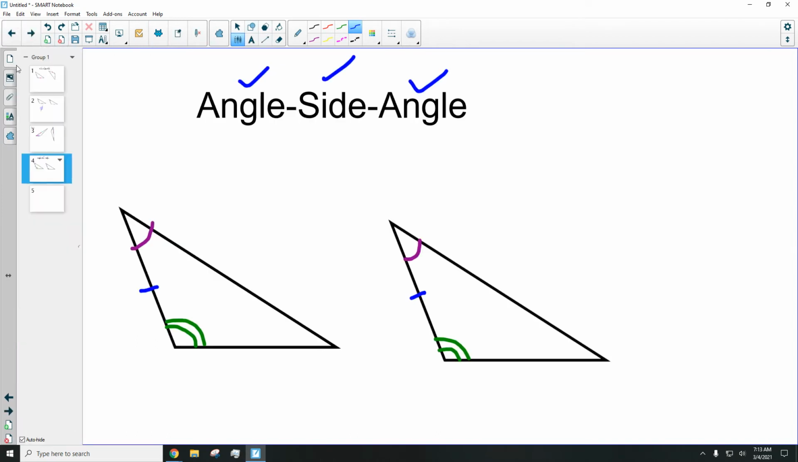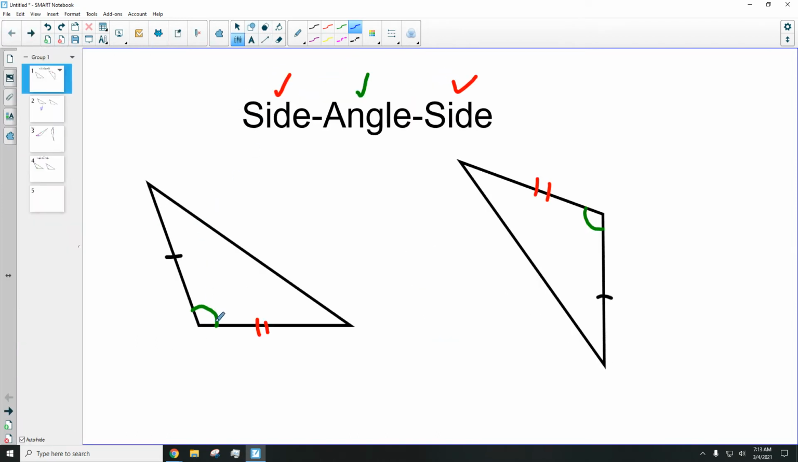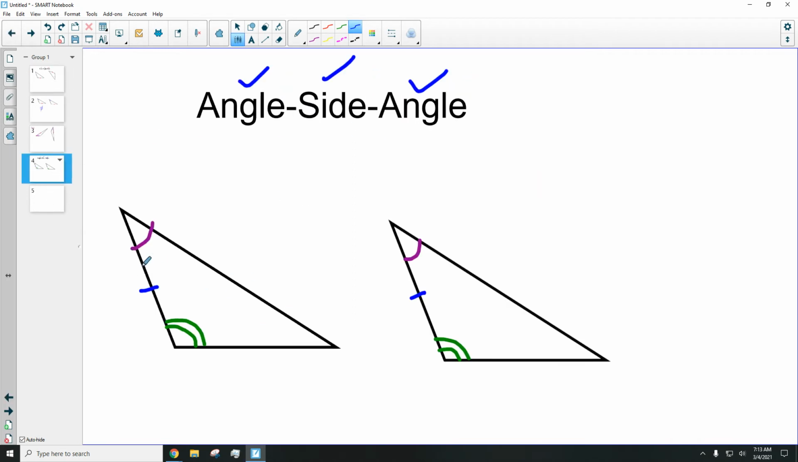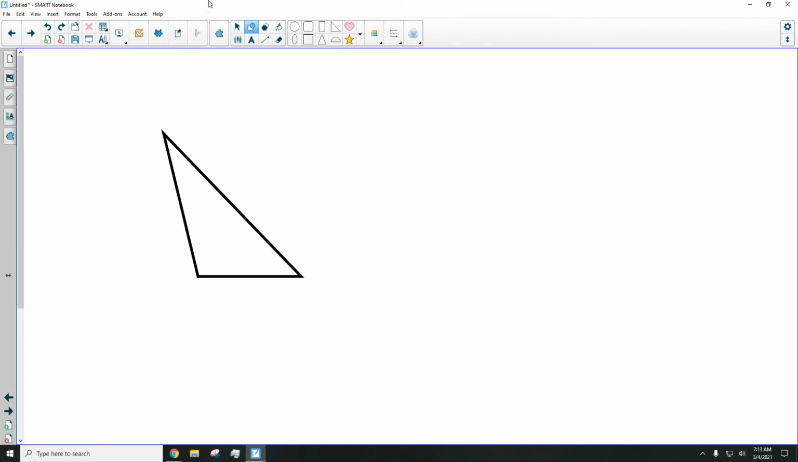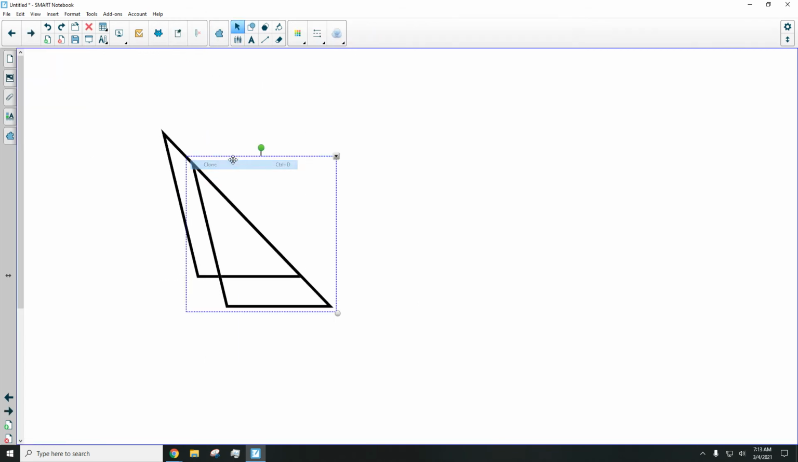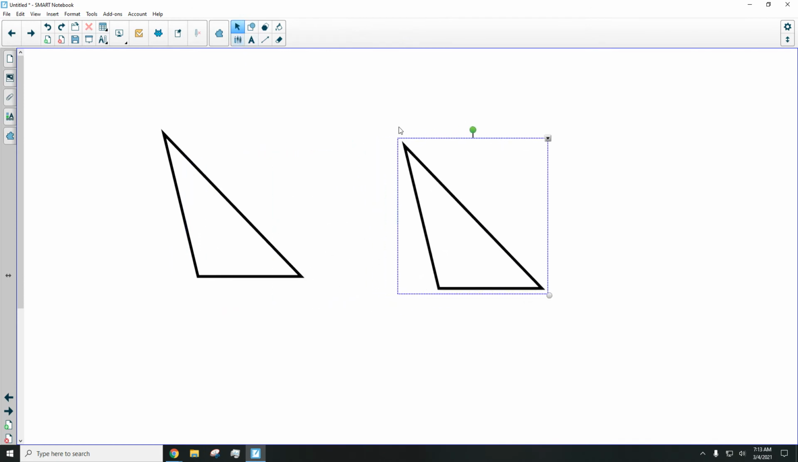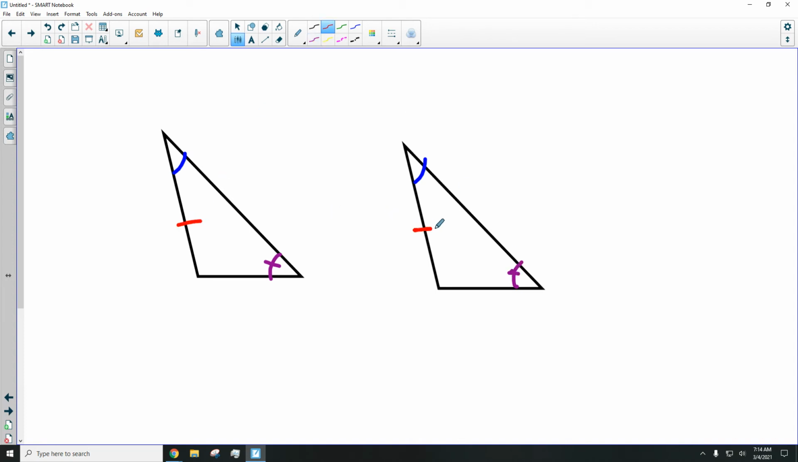It's just like whenever we looked at side angle side, the angle in the middle had to be between the two sides, but this time it's flipped. The side has to be between the angles. So if I have a couple more triangles here, and I mark some angles, and then let's say I mark that this side here is congruent.